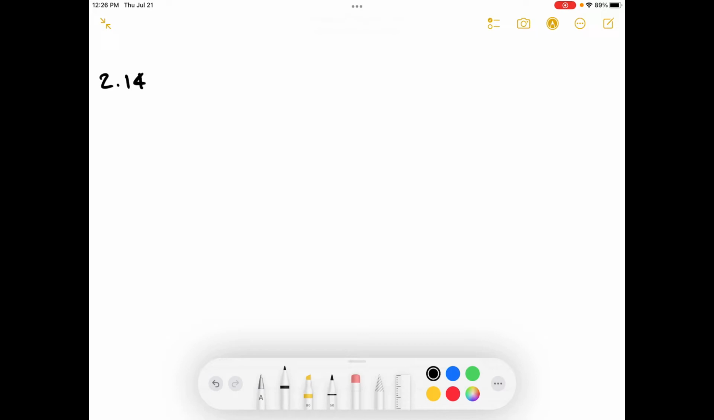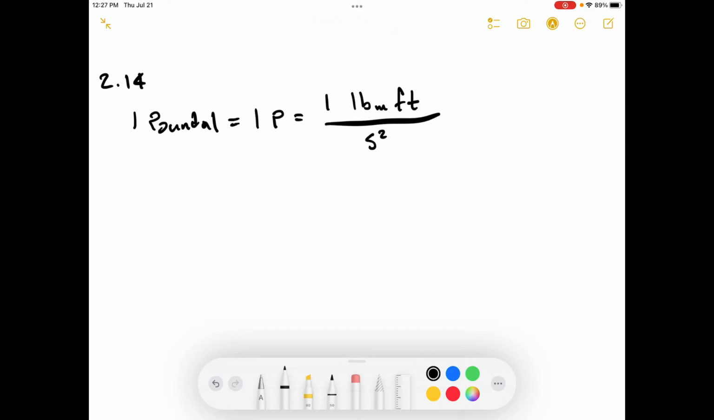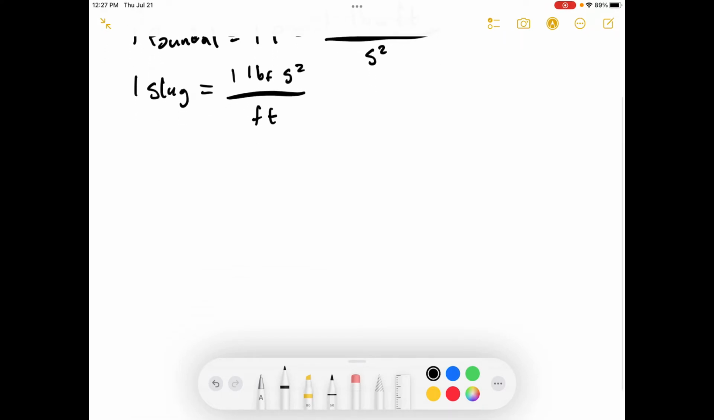Let's start with the first information that they gave us, a poundal. I'm going to abbreviate that so we don't have to write poundal all the time. I'll just put P is equal to 1 pound mass foot per second squared. And 1 slug is equal to 1 pound force second squared per foot. So let's go ahead and start with the first part.